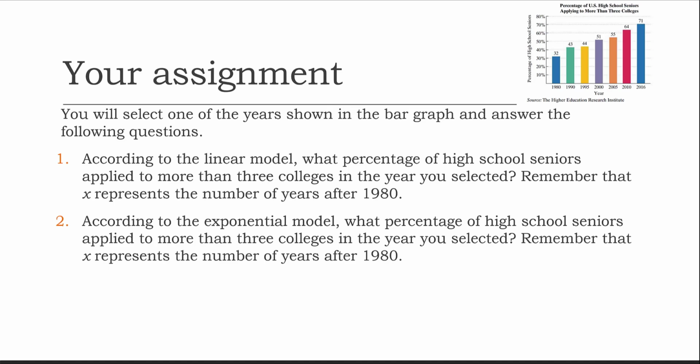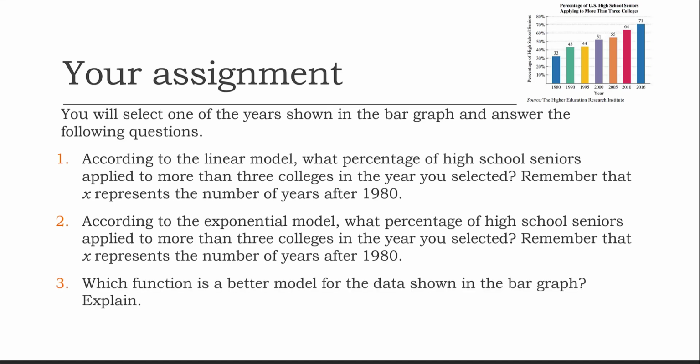Question 2, according to the exponential model, g of x, what percent of high school seniors applied to more than 3 colleges in the year you selected? And then finally, which function is a better model for the data shown in the bar graph? Explain.